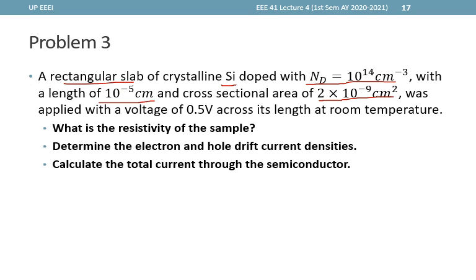So the questions are, what is the resistivity? Determine the electron and hole drift current densities. So this one is rho, while this one is Jn and Jp, since we are asked with current density. And third, calculate the total current through the semiconductor. So this is not current density, but total current. So this must be some I.